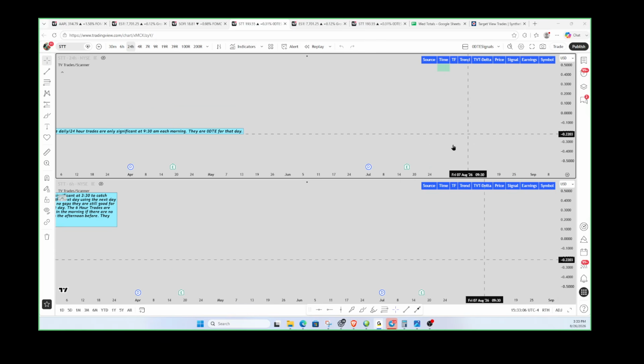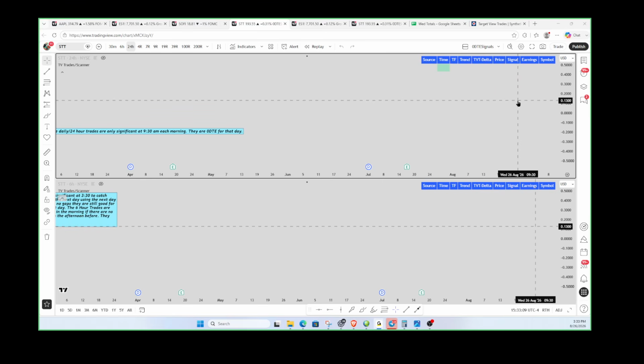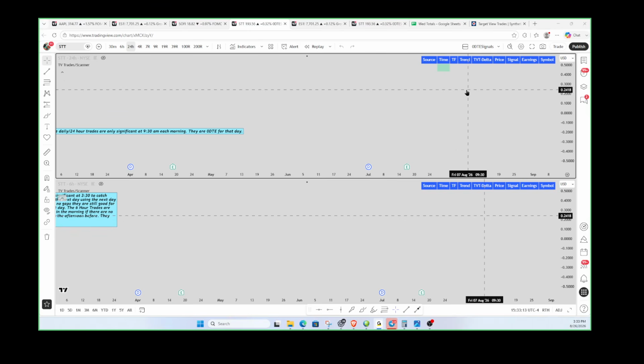So you guys have access to all the layouts. So you just open up the layout, and it's going to tell you do it at 3:30 in the afternoon, and it will tell you what you need to trade.